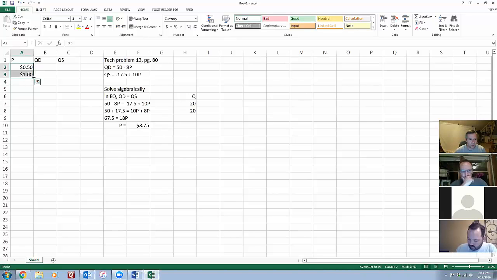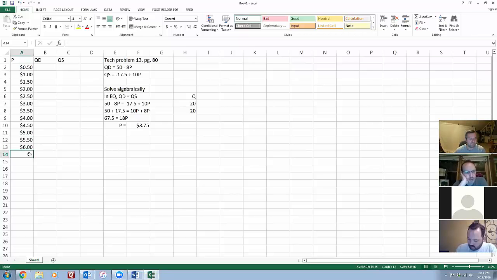There's this little box in the lower portion of where I'm highlighting, and Excel can sense the pattern that I've established here at 50-cent increments. So I'm just going to pull it down, and it copies it all the way down for you. So instead of having to type in $1.50, $2, it'll do it automatically.